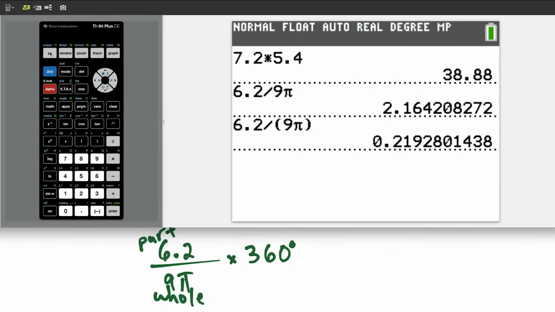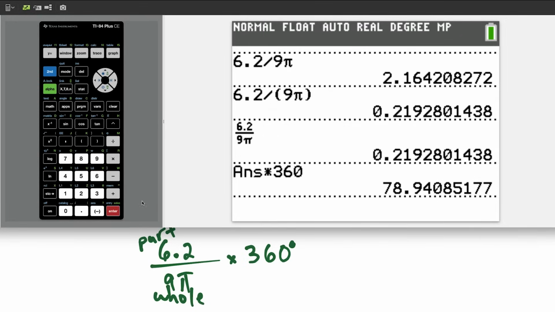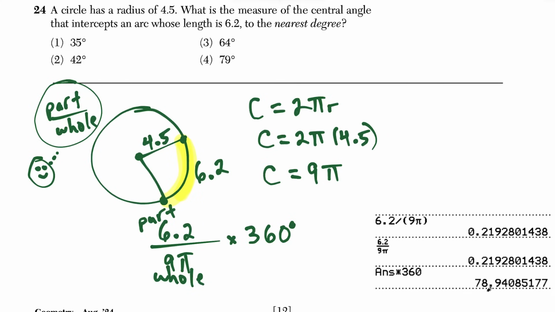So another way around this is to do alpha y equals enter. And here you could write 6.2 and the 9 pi on the bottom. And if we do this, notice it's going to give us the correct one, the 0.219. So this is the one we want. And we're going to multiply that by 360. And this is going to give us our angle. So we're taking this product to the nearest whole number. So we look at the ones place, which is an 8, and to the right is a 9. So we're going to round up to 79 degrees. So that's the measure of our central angle here. And this matches up with choice 4.